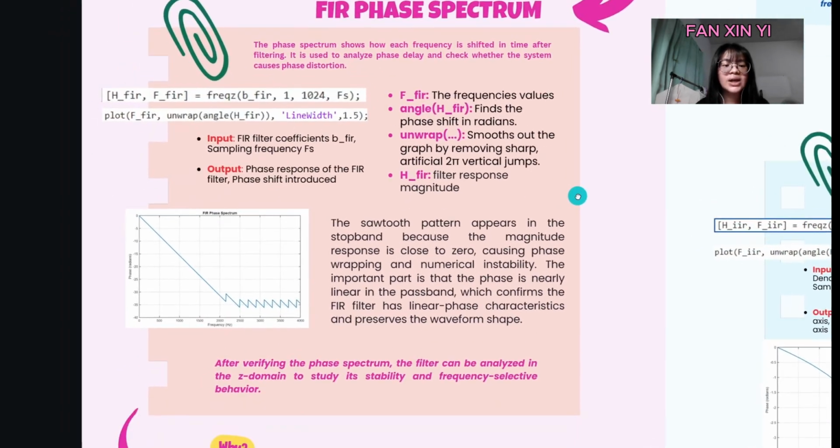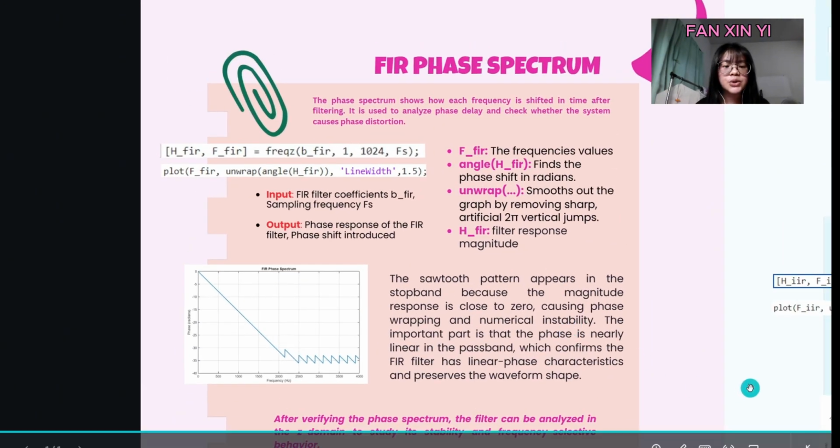Next is the FIR phase spectrum. The phase spectrum is used to analyze phase delay and check whether the system causes phase distortion. In our phase spectrum, the phase is nearly linear in the passband, which confirms the FIR filter has linear phase characteristics and preserves the waveform shape.